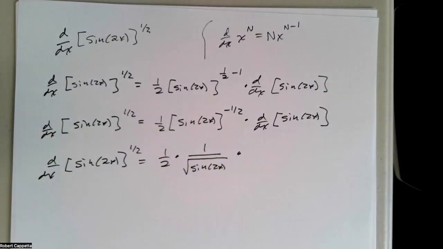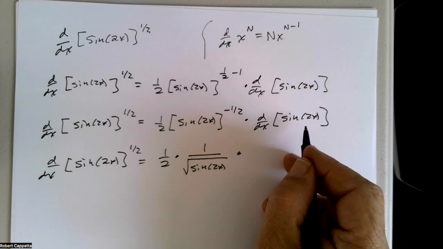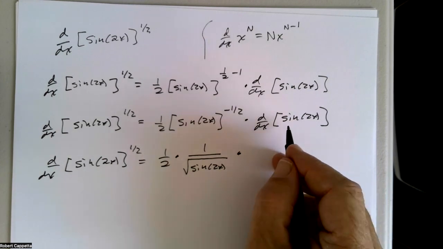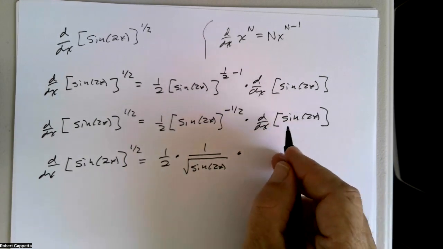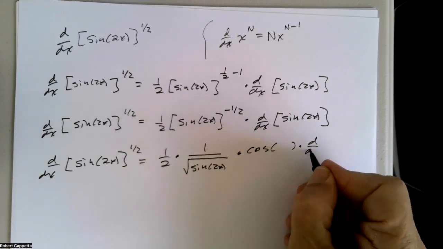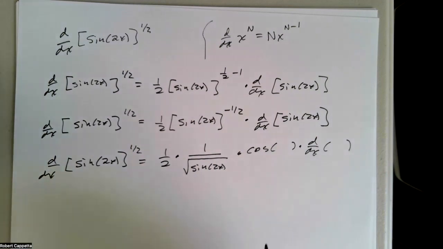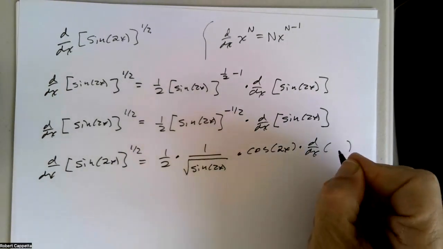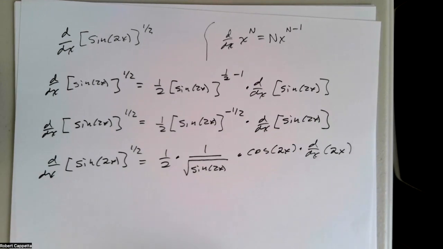Now let's talk about the derivative of the sine of 2x. What is that going to be? The derivative of sine of something is cosine of something times the derivative of something. The derivative of sine x is cos x, derivative of sine of something is cos of something times the derivative of the something. So the derivative of sine 2x is cos 2x times the derivative of 2x, which gets us where?